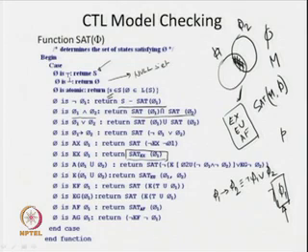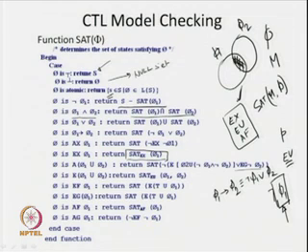Similarly, if it is A phi 1 until phi 2, then we have discussed while discussing the equivalence of CTL that A phi 1 until phi 2 can be expressed with the help of E u or E g. So, this is the equivalent formula. So, when it is A phi 1 until phi 2, then we are going to look for the satisfiability of this particular formula. Okay. Now, when my input formula phi is E phi 1 until phi 2, then we are going to return satisfiability E u phi 1 comma phi 2.